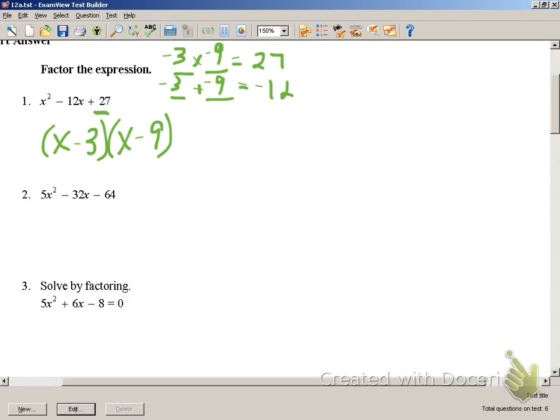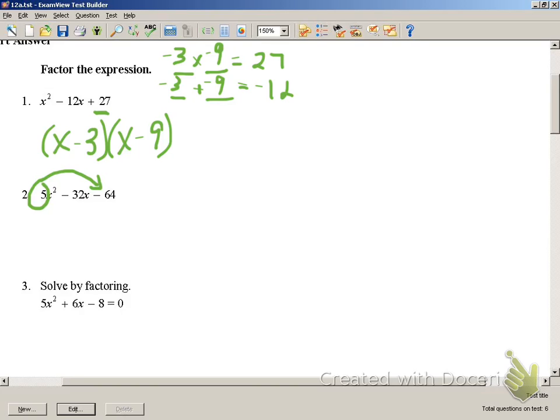Number 2, we're still factoring. Now the first step of factoring is always to see if there is a GCF that we can take out. But with 5, negative 32, and negative 64, there is not a GCF. There is not a number that will go into all three of those. So since we have a number other than 1 as a leading coefficient, we are going to do the step method. We are going to take the 5 and move it around and multiply it times our last term.